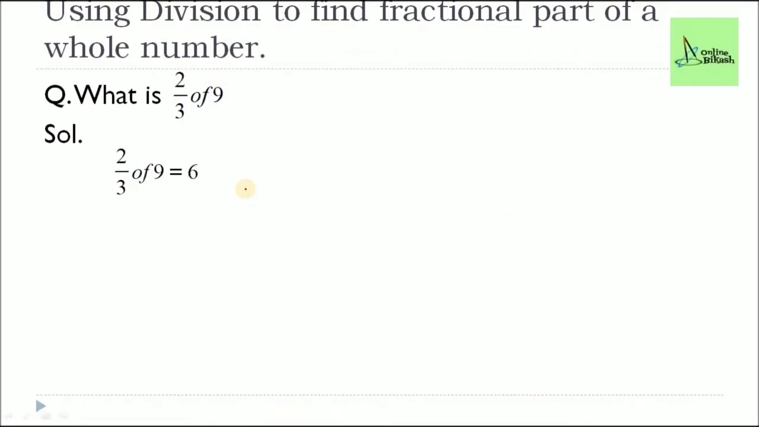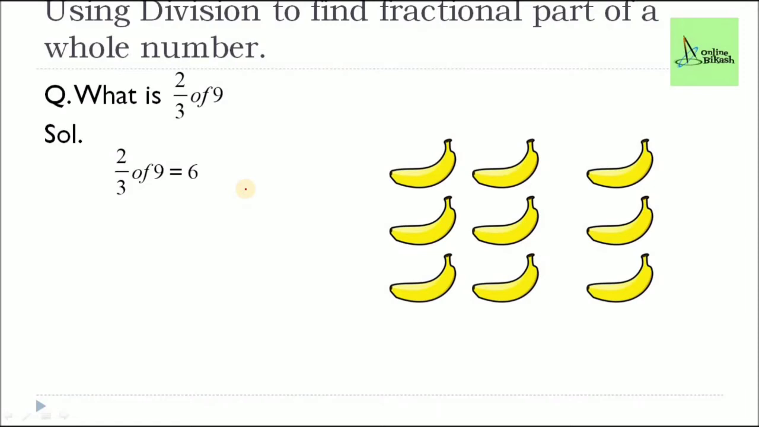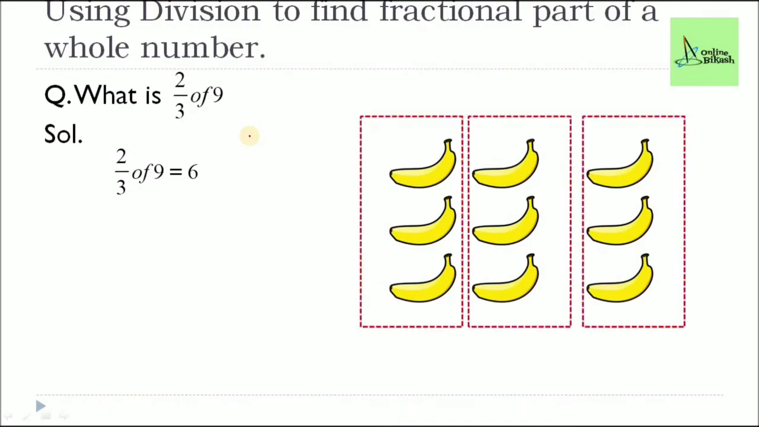Let us take another example. Now this time 2 by 3 of 9. We will think that we will have 9 bananas. And since it is 3, we have to make 3 groups. So if you make 3 groups, then in each group you will have 3 bananas.